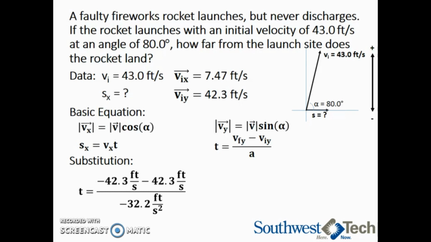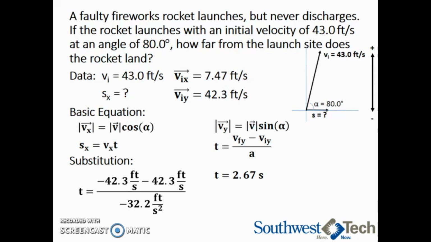We can substitute in the final velocity of negative 42.3 feet per second and subtract 42.3 feet per second and divide this by the acceleration due to gravity of negative 32.2 feet per second squared. Remember, the acceleration due to gravity is negative because it is acting in the downward direction, and we defined downward to be negative. Once we divide, we get a time of 2.67 seconds. That means the firework is in the air for 2.67 seconds before it hits the ground.